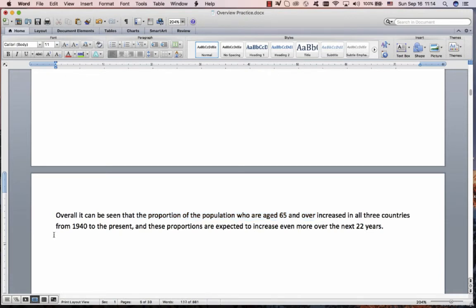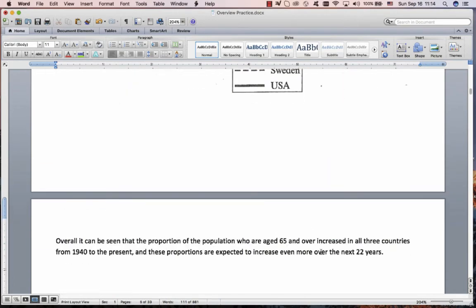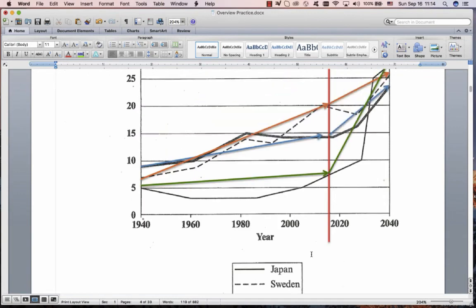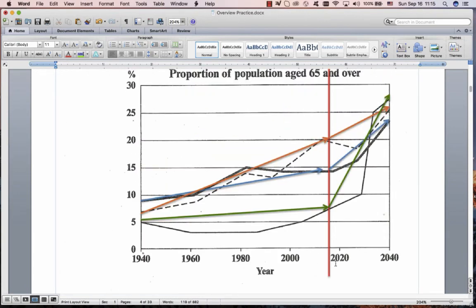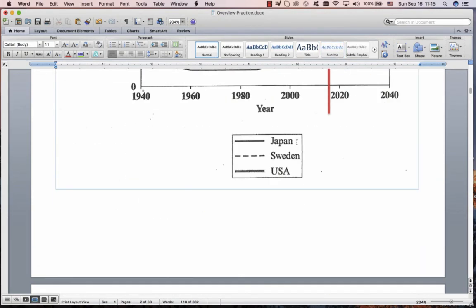Increased in all three countries from 1940 to present. And these proportions, that's very nice because I've referred back to this proportion, are expected to increase even more over the next 22 years. Maybe could even throw in steeply or an adverb over there. Alright, good. So the main thing to notice about this, it's two periods. It's a past and a future. This one just past, but this one past and future.